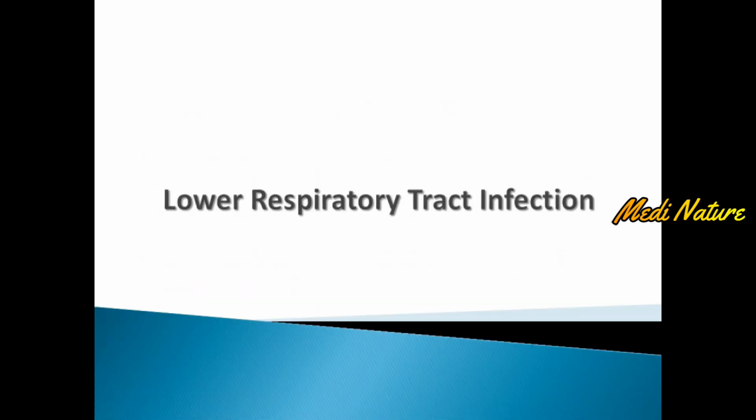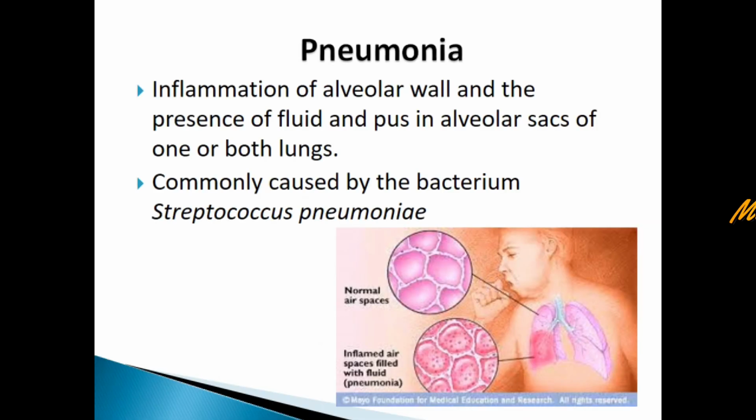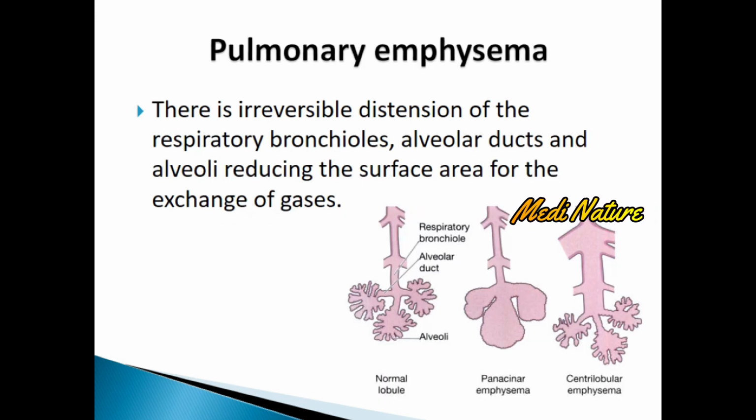Now we are going to consider the infections of the lower respiratory tract. Pneumonia is the inflammation of the alveolar wall and the presence of fluid and pus in alveolar sacs. It is commonly caused by the bacterium called Streptococcus pneumoniae. Pulmonary emphysema is the irreversible distension of the respiratory bronchioles, alveolar ducts, or alveoli. This reduces the surface area for the exchange of gas as well as the efficiency of gas exchange.